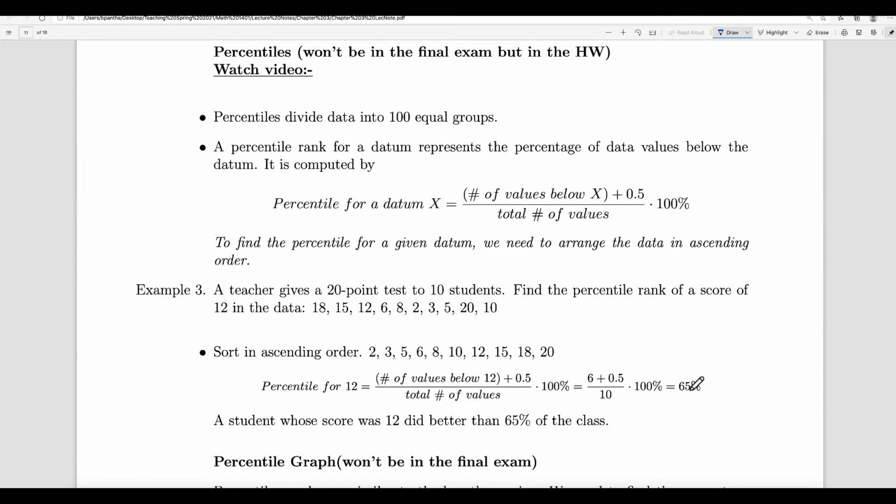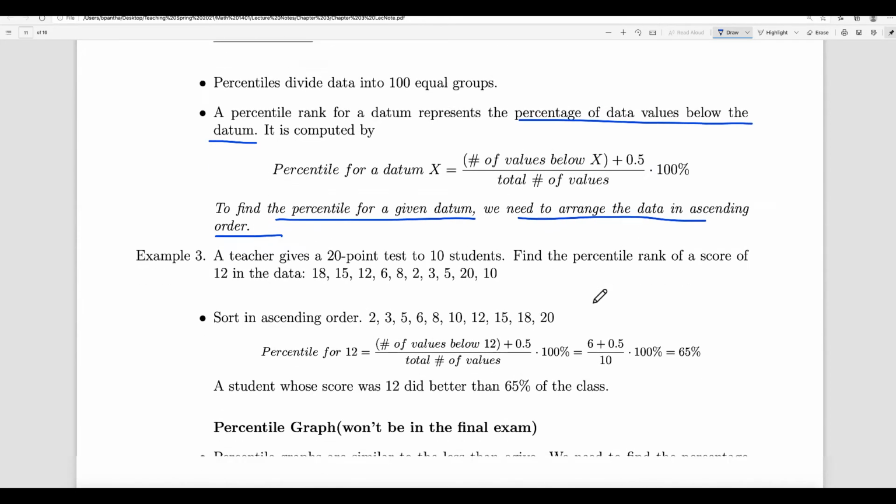Okay. So basically, the percentile rank for a datum represents the percentage of the data values below that data point. It is given by the number of values below that data point X plus 0.5, divided by the total number of values, times 100%. So to find the percentile rank of a given datum, we need to arrange the data into ascending order. Let us do an example.